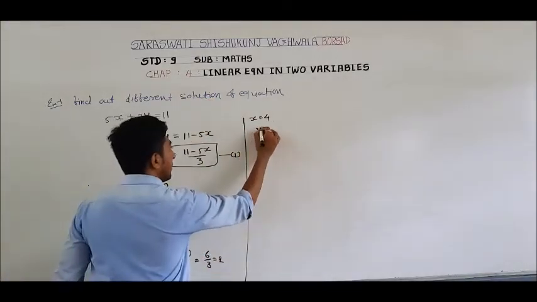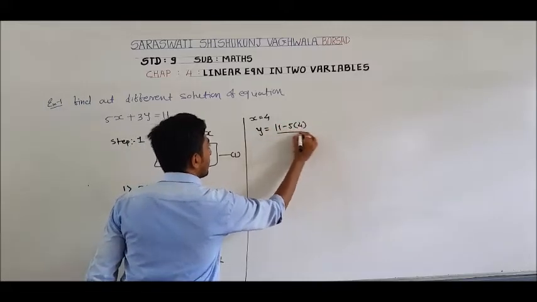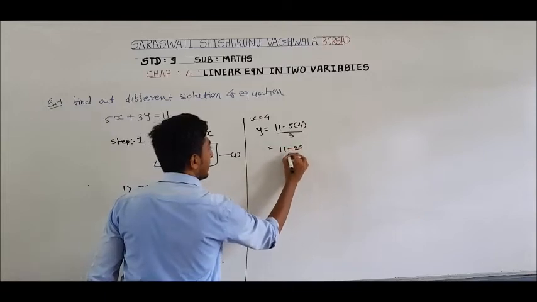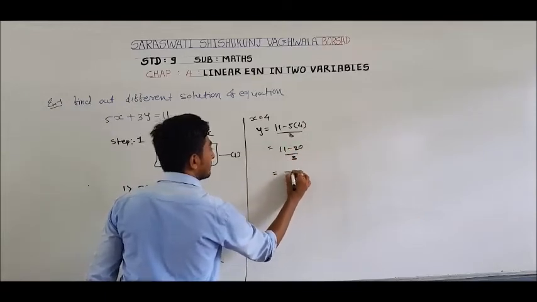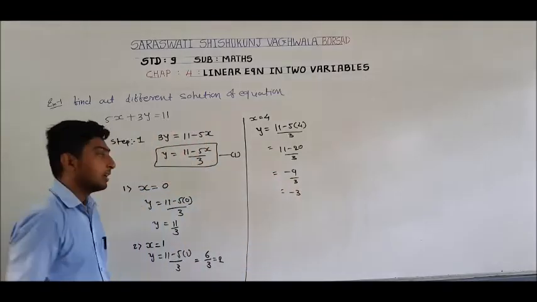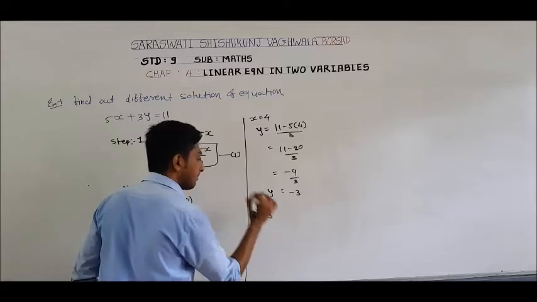So let us see, y equal to 11 minus 5 into 4 divided by 3. That is 11 minus 20 divided by 3. That is minus 9 divided by 3. That is minus 3.